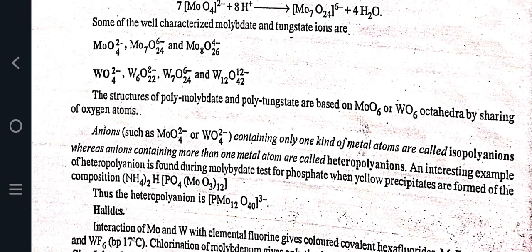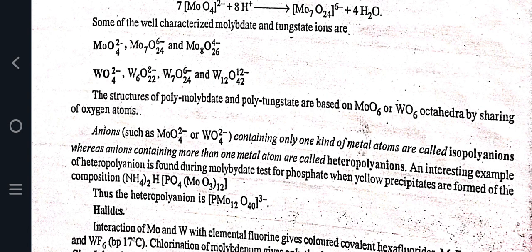Anions such as MoO4^2- or WO4^2- containing only one kind of metal atom are called isopolyanions, whereas ions containing more than one metal atom are called heteropolyanions. An interesting example of a heteropolyanion is found during the molybdate test of phosphate, when yellow precipitate is formed of the composition.